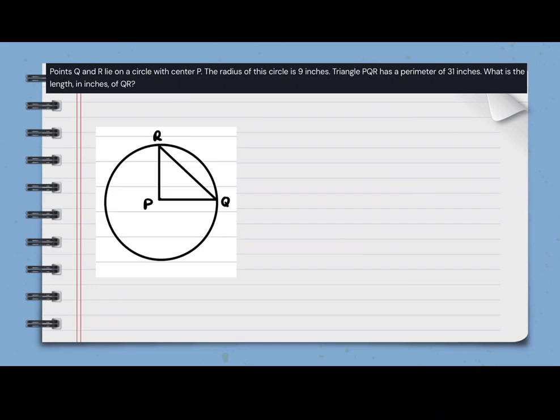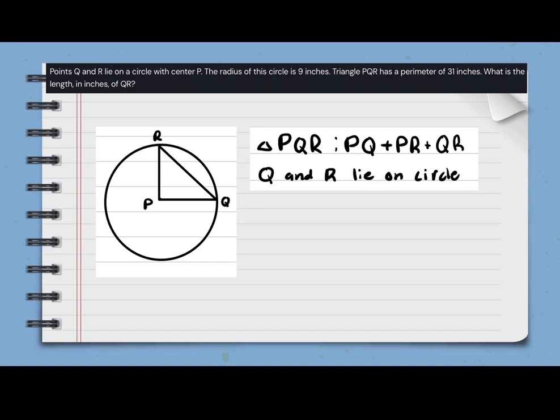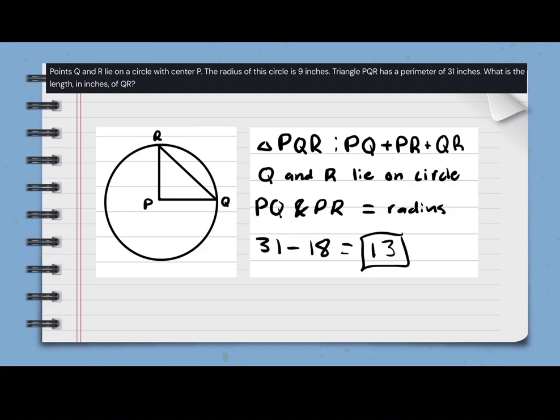Okay, so just a visual representation. When you have two radii, we know that the perimeter of our triangle is PQ plus PR plus QR. And because Q and R lie on the circle, we know that PQ and PR are equal to the radius, meaning they're also the same. The radius is given as 9, so to find QR it is just 31 minus 18, 9 plus 9, which equals 13.